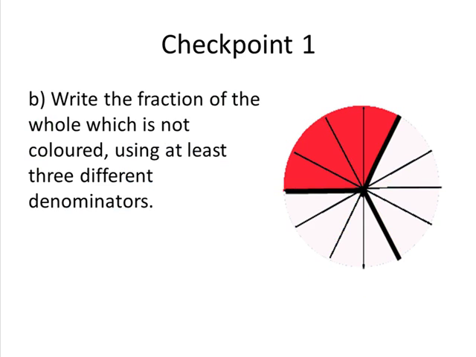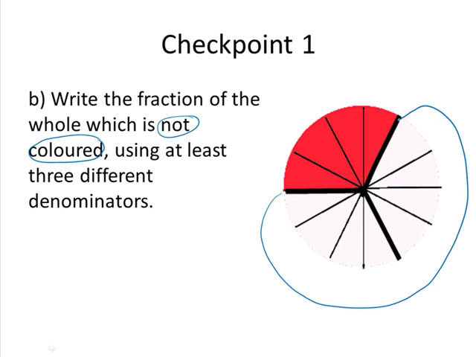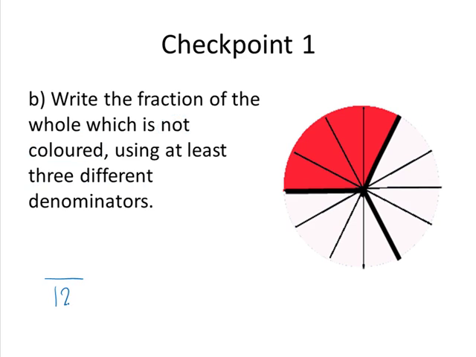Now look at the part of the fraction that is not coloured. Write that as a fraction in at least 3 different ways using 3 different denominators. Pause until you've done this yourself. The pie is divided into 12 pieces, and 8 of these pieces are not shaded. That means that the non-shaded part is 8/12 of the whole. We can also write this as 2/3. If we imagine the circle being cut into 3 pieces, the part that's not shaded is 2 pieces out of those 3, 2/3. You can see that 8/12 and 2/3 is the same thing.